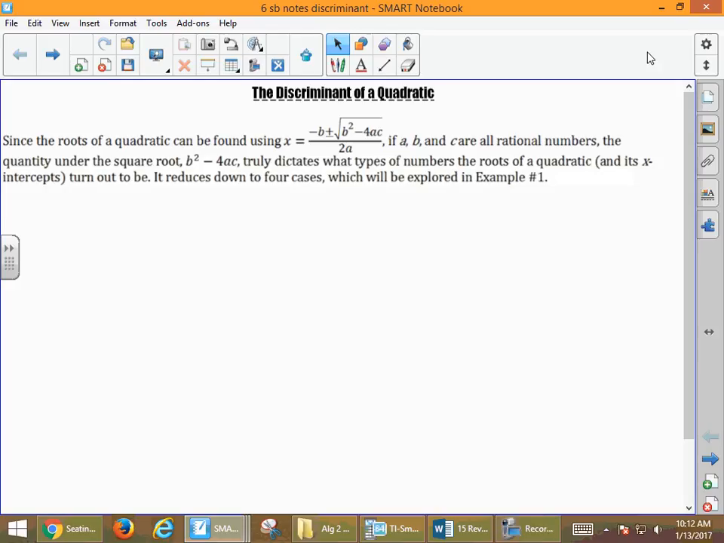The discriminant relates back to the quadratic formula, so hopefully it will have some familiarity for you. The roots of the quadratic can be found by using the quadratic formula, which is listed at the top of your paper, as long as a, b, and c are all rational numbers. But the value underneath the radical, b squared minus 4ac, tells us what kind of roots and how many roots we can get, roots being x-intercepts.